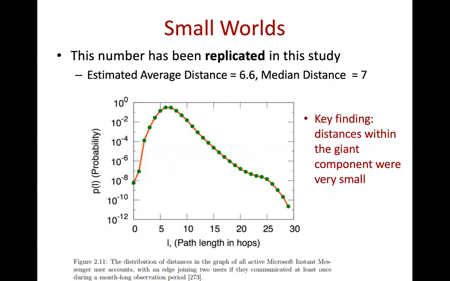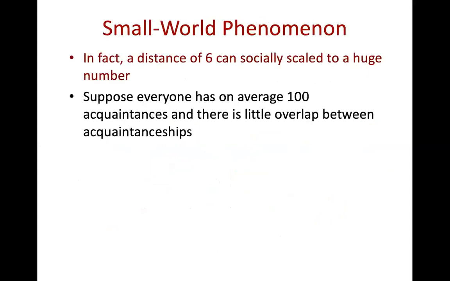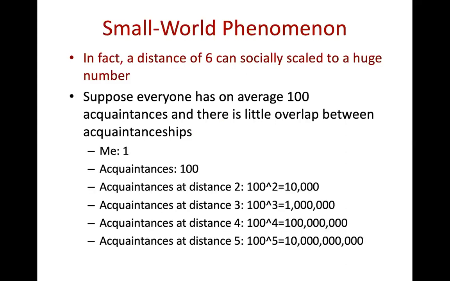So it's also called the rule of six handshakes. The key finding was that the distances within the giant component were very, very small on average. And in fact, the number of reachable people can scale to a huge number, right? If you decide that everybody has, let's say, 600 friends in a social network, and these friends overlap very little between each other, then you can see that the fifth connection will be approximately 10 billion people, right?